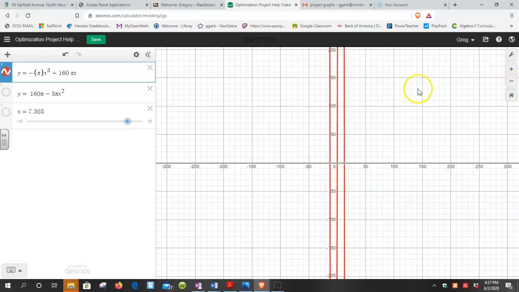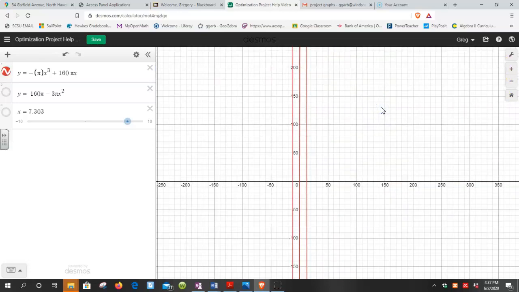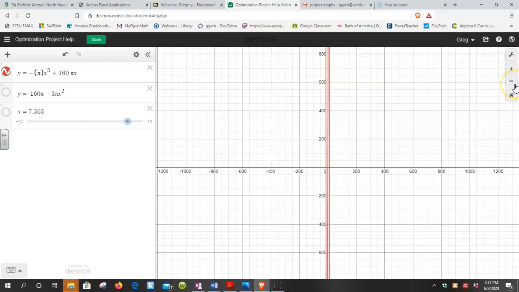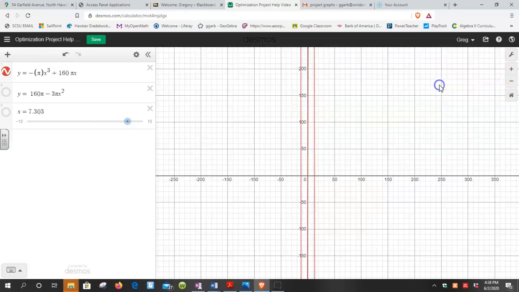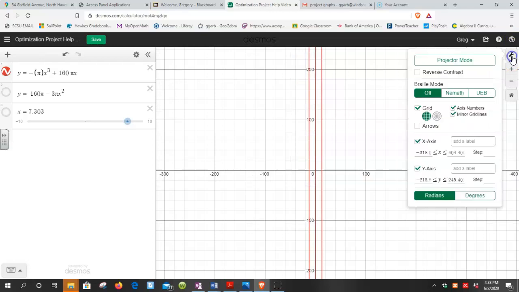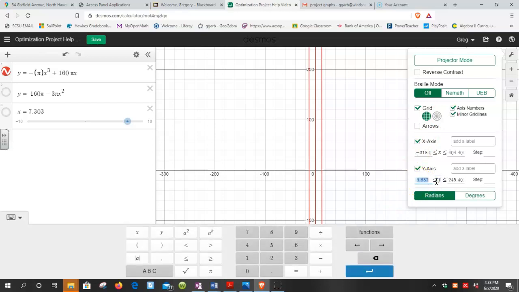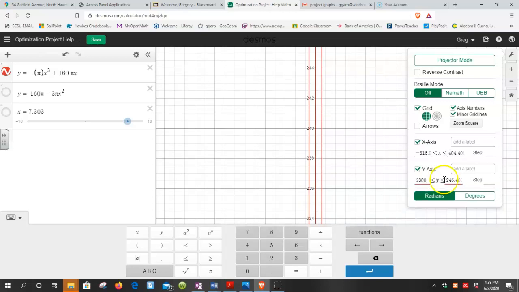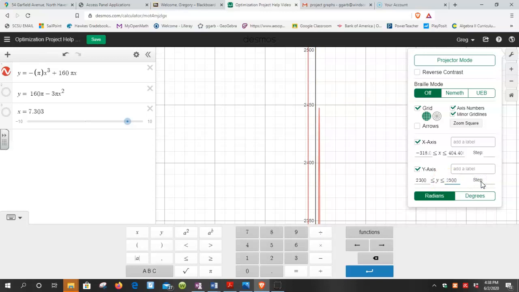Also, if you know approximately where your max volume is going to be, let's say 2,000, then you can hit this little wrench here. Now you can continue to zoom out, but it's going to be really hard to see. But what's nice about this graph is that you could customize it. So you can go to the wrench, the graph settings, and let's say you calculated and you knew your theoretical maximum volume was going to be somewhere around 2,000 something, right? So let's say you went 2,300 to 2,500, right? So you could break it down even more.